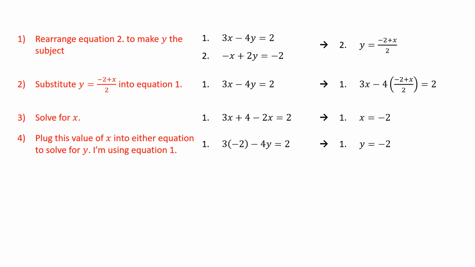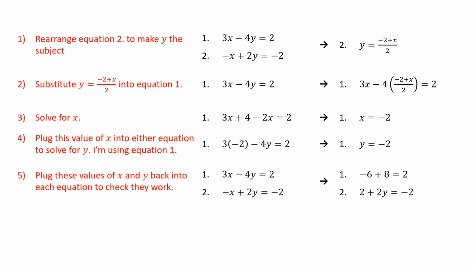So I have x equals minus 2, y equals minus 2, and I'm going to plug this into both equations just to check that this does indeed work. So we have 3x minus 4y equals 2. When I plug in my values of x and y, I get minus 6 plus 8, which does indeed equal 2, and I get 2 plus 2 times y, which is minus 4, so 2 minus 4 equals minus 2. So both of these do in fact check out.